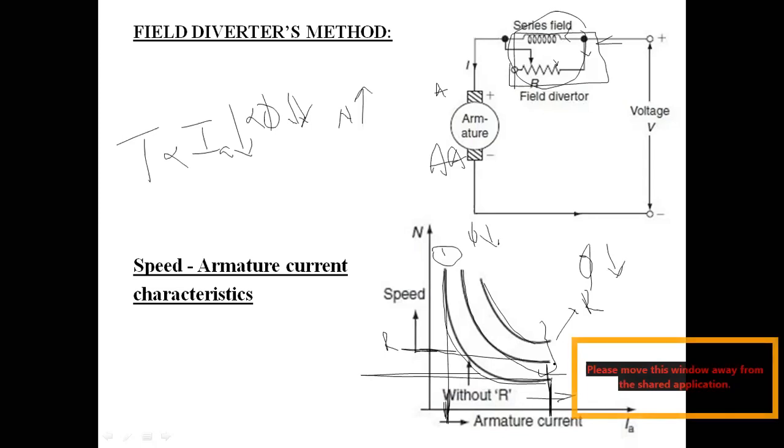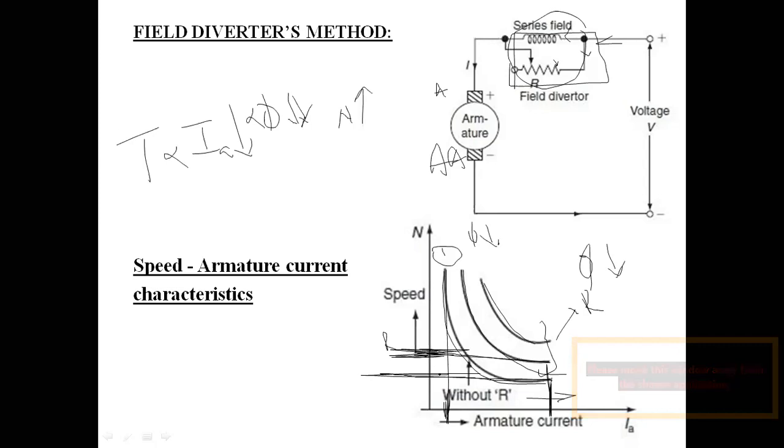By decreasing the flux, what will happen? The speed is going to be increased. So if you compare these two lines, at some resistor value, the speed has a high value. We are going to get a higher speed when compared to the previous case without the resistor.